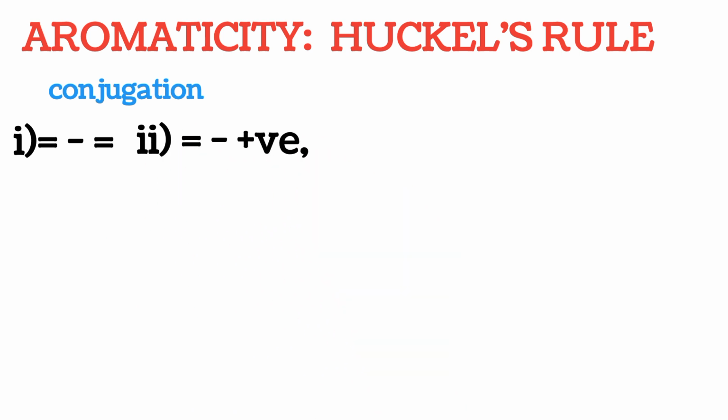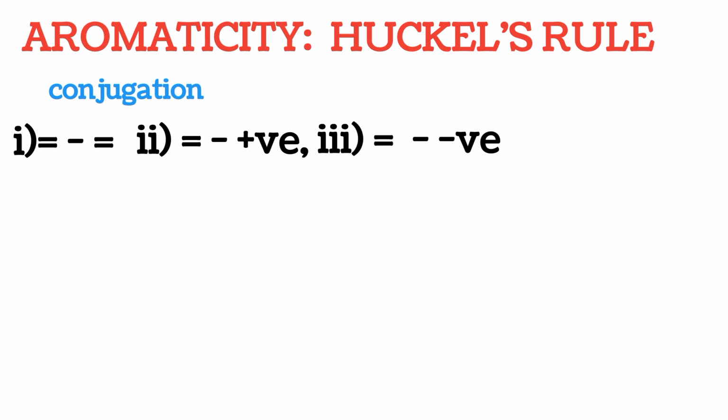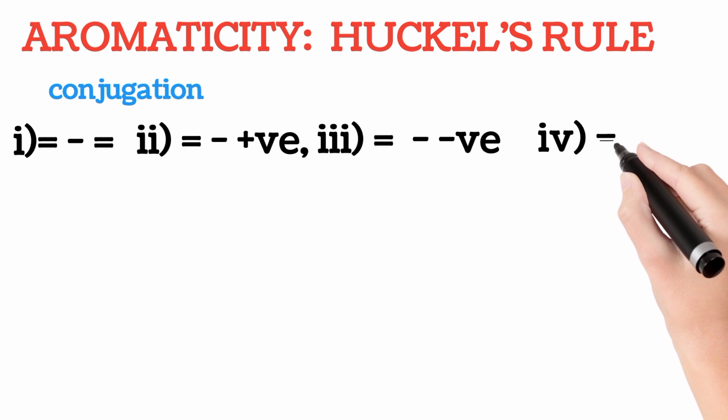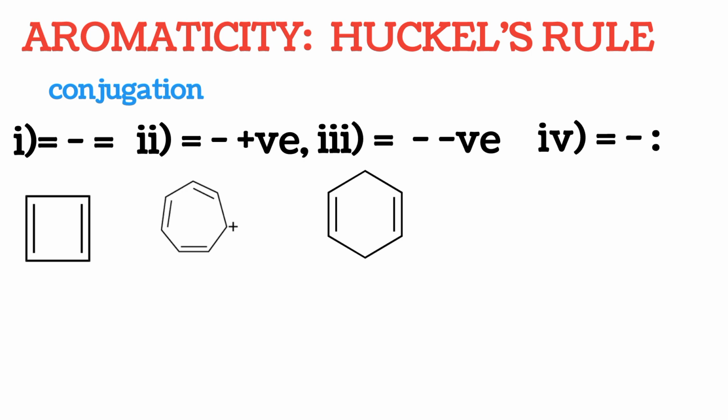Two, if a double bond is followed by a single bond and a positive charge, it is a conjugated compound. Three, if a double bond is followed by a single bond and a negative charge, it is a conjugated compound. Four, if a double bond is followed by a single bond and a lone pair, it is a conjugated compound. Now, looking at these various compounds, let's see which of them is conjugated and which is not conjugated.